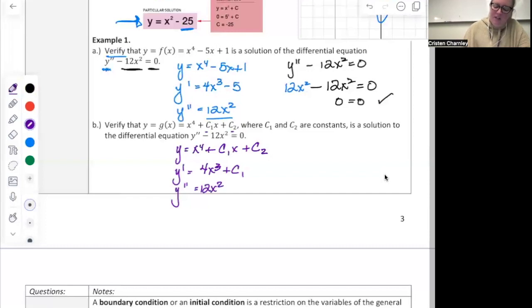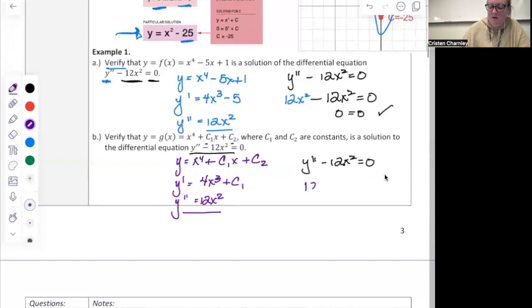So what we need to do is take that original equation again. Second derivative minus 12x squared equals 0. In for that second derivative, we'll put 12x squared minus this original piece. And again, 0 equals 0. So we verified that it's true. Done. All right.